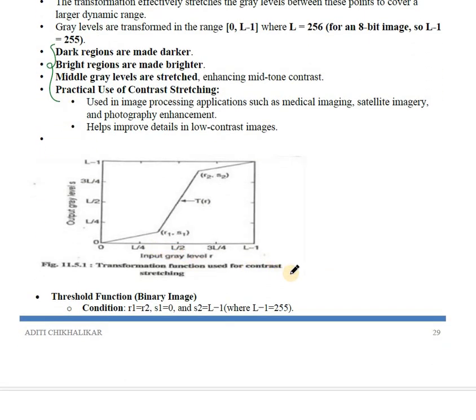We have input gray levels R1 and R2. We wish to stretch them to S1 and S2. So your output gray levels are S1 and S2, your input gray levels are R1 and R2. The very first way of doing it is to define a threshold function, and as an output of this what you get is a binary image.